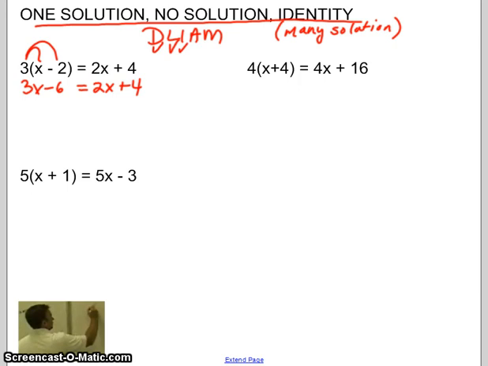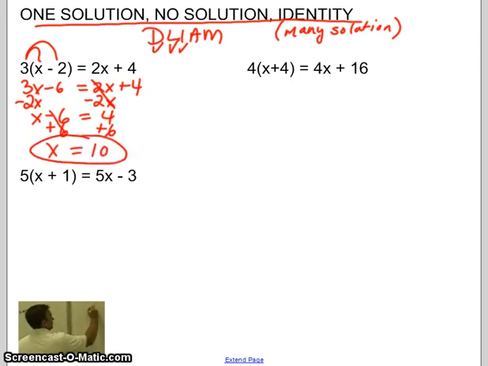Inverse x's. So I'm going to get rid of this x. Alright, 3x minus 2x is x, or just 1x. Minus 6 equals 4. Add 6 to both sides, and we're going to get x equals 10. Okay, this is the one solution example.